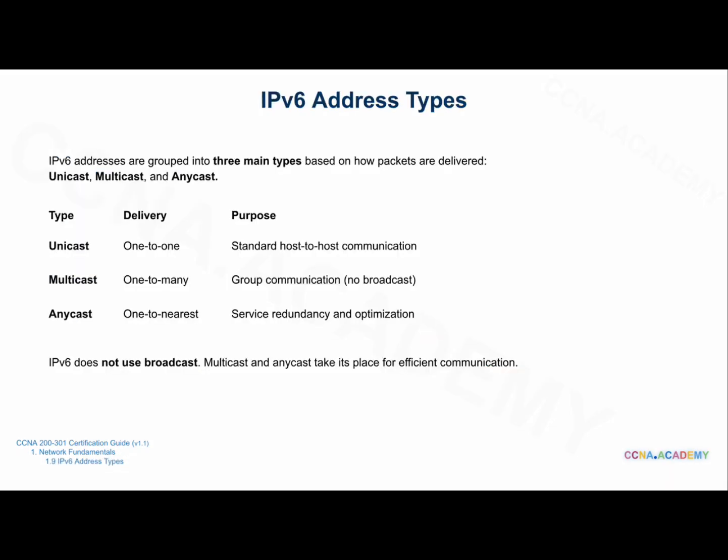IPv6 groups addresses into three main types: unicast, multicast, and anycast. Unicast sends packets one-to-one, from a single source to a single destination. Multicast sends one-to-many. Every device that joins that multicast group receives the packet. Anycast sends one-to-nearest. The same address can exist on several devices, but only the closest one replies. IPv6 doesn't use broadcast at all. Multicast and anycast replace that function, making the network more efficient.